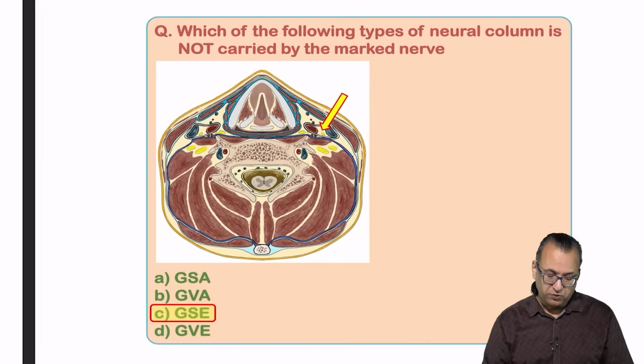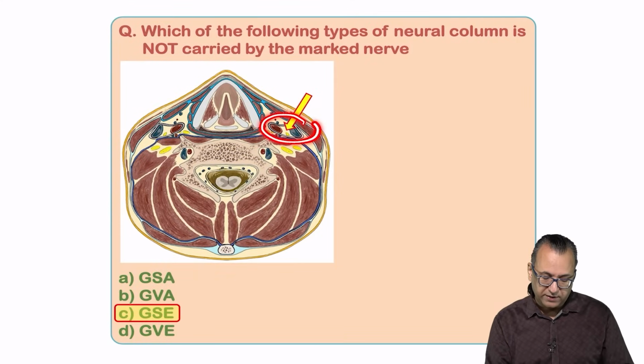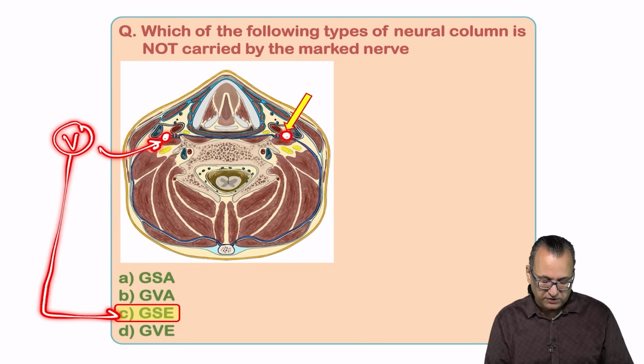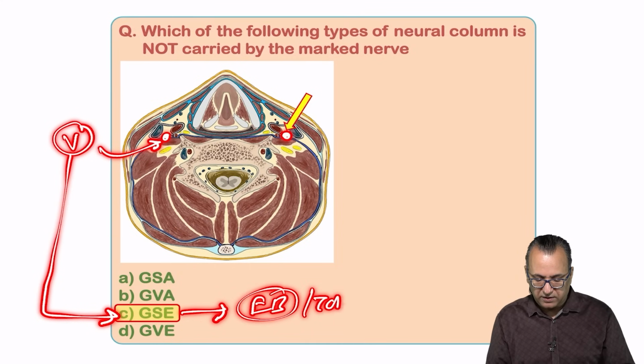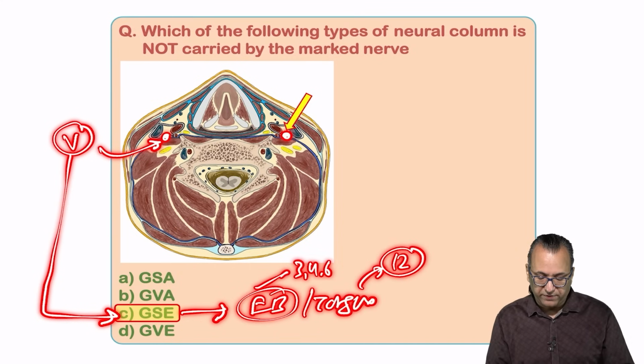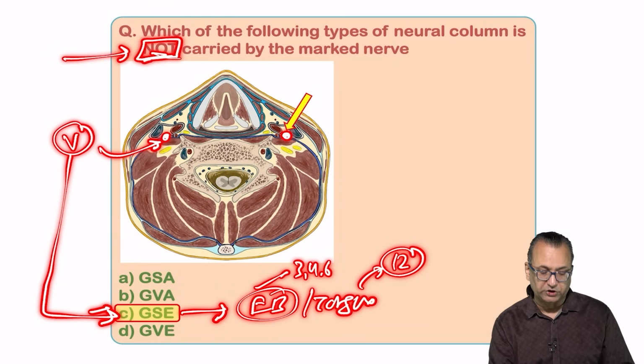So as you come back to the question, the marker is in the carotid sheath. This is the location of the vagus nerve, and the vagus nerve does not carry GSE. GSE is the eyeball and tongue muscles, and the nerves involved will be the number 3, 4, 6 and 12, not the vagus nerve. That is why, because the question is asking for the exception, we'll keep our answer as choice number C here.